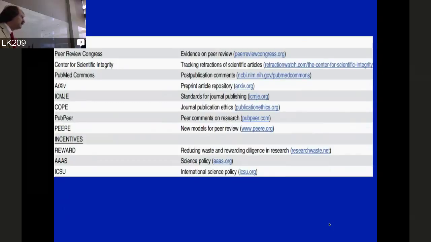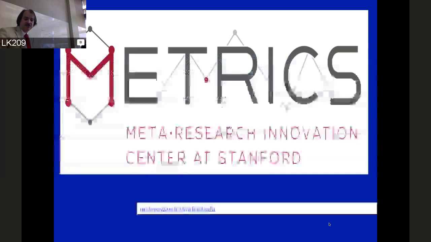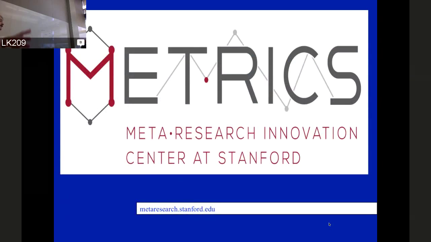And finally, lots of efforts to improve incentive structures, starting with REWARD. There was a major meeting, the first REWARD EQUATOR meeting in Edinburgh about a month ago. And then AAAS has a lot of interest in promoting that new revolution of how science is done and make it more transparent, align incentives, and finally, other policy institutes. And then it's us. You.